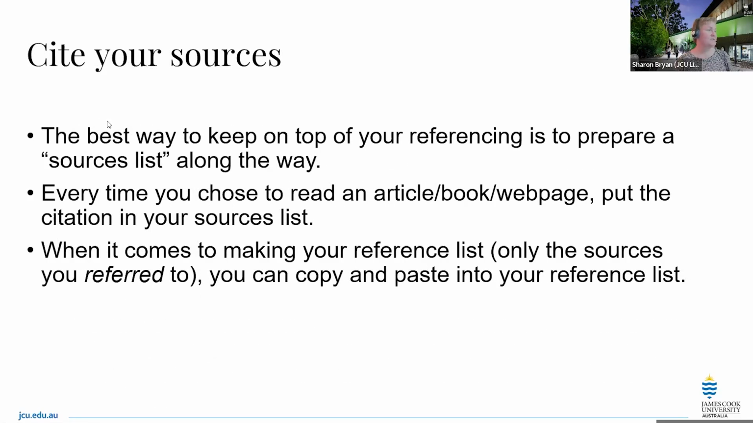Okay, so the best way to keep track of your referencing is to do it along the way. Seriously, do it as you go. This is the best way to do it. This will make your future self very happy. Every time you read something, put the citation in your sources list. If something jumps out at you as interesting, make a note of that in your handy dandy little list. When it comes to making your reference list, you can steal bits out of your sources list and put it in your reference list, because your reference list can only have the works you referred to in your assignment. There may be more things in your sources list that you didn't end up using in your assignment.